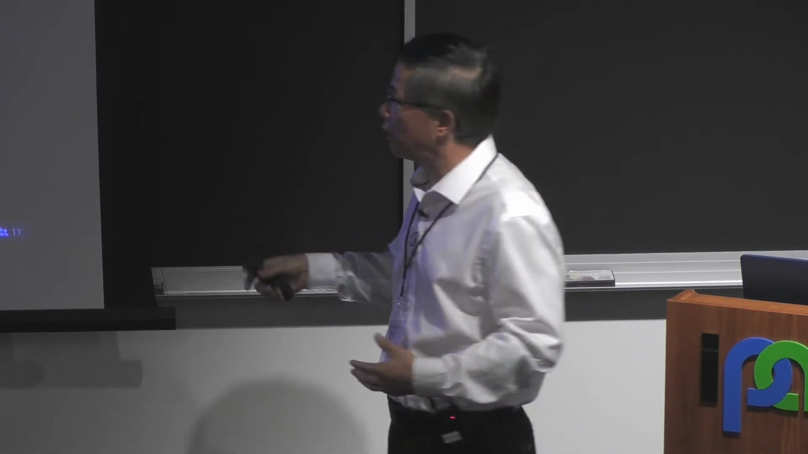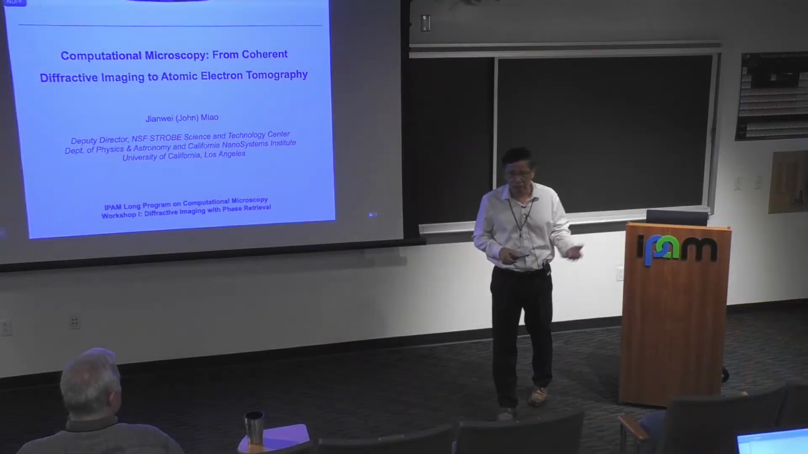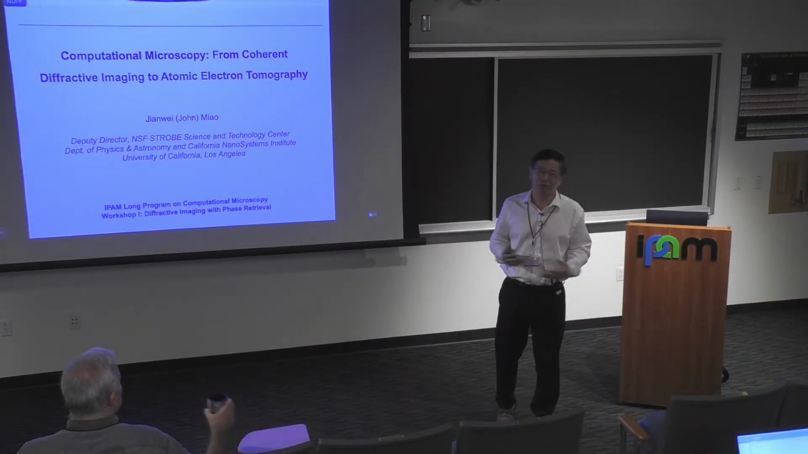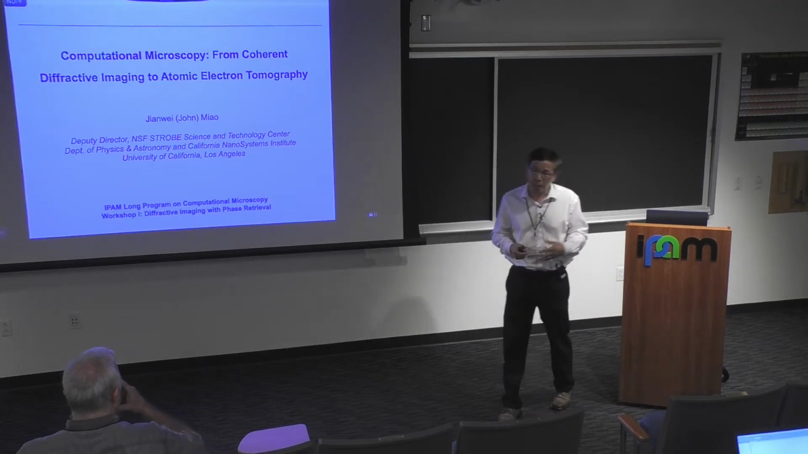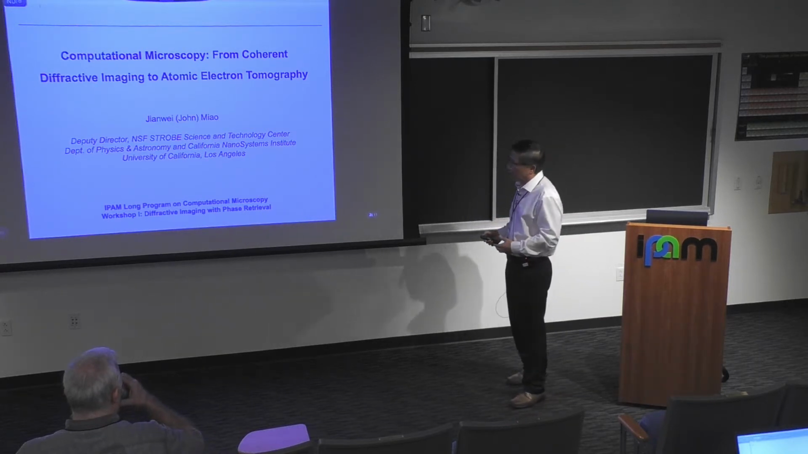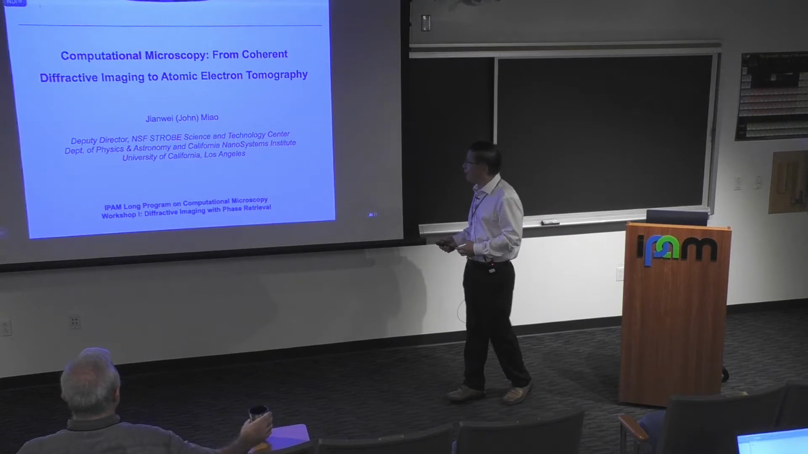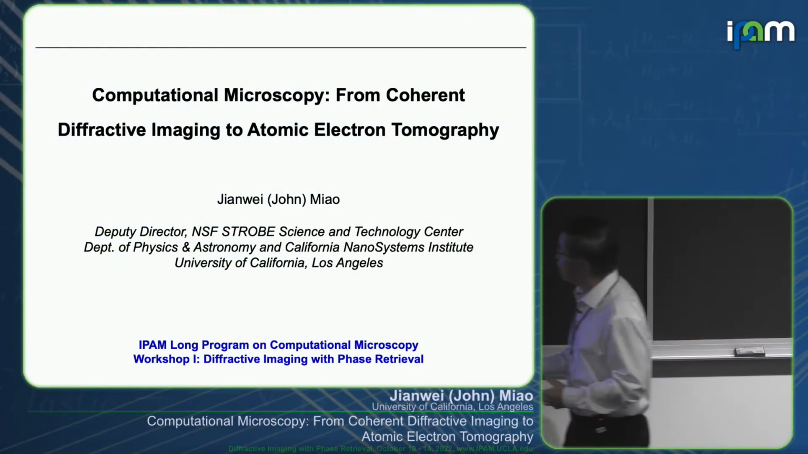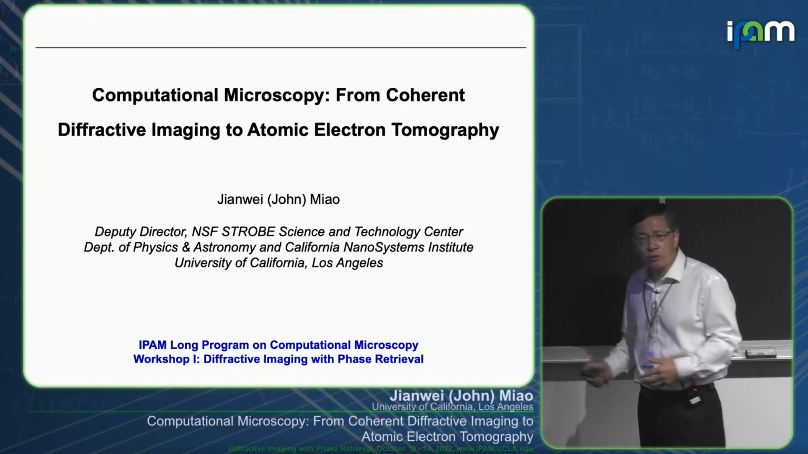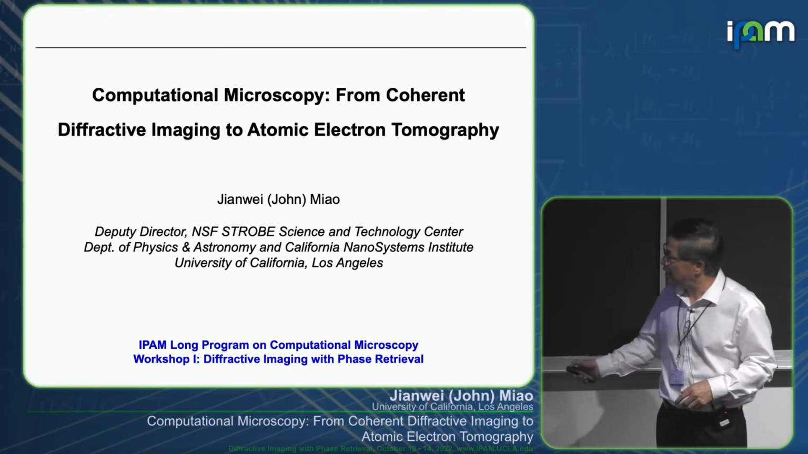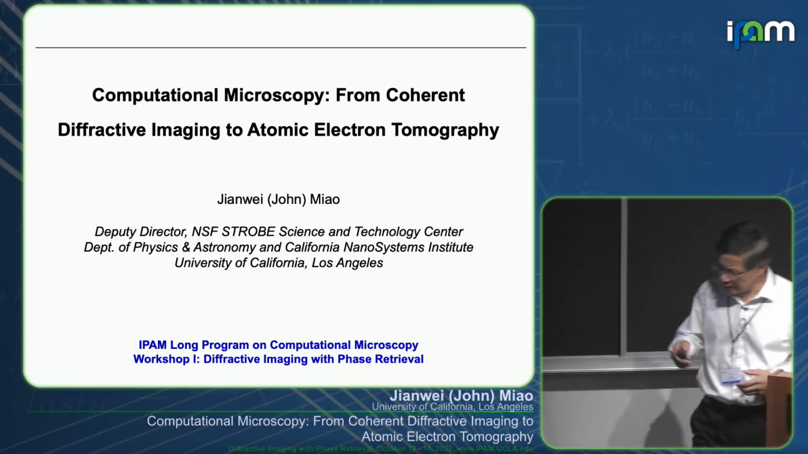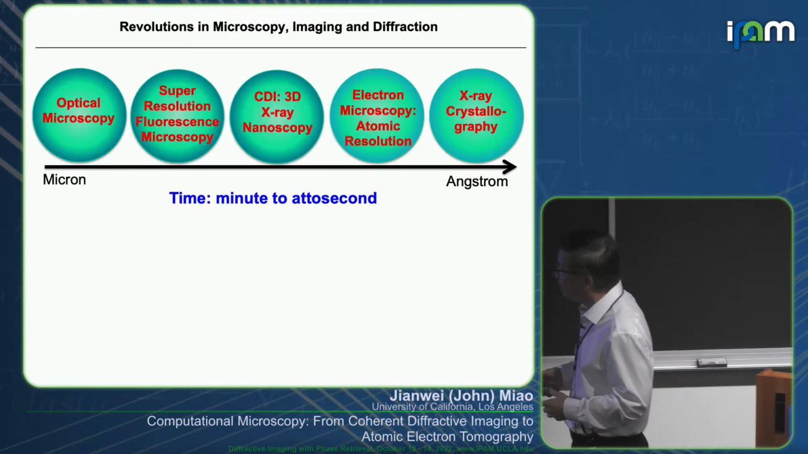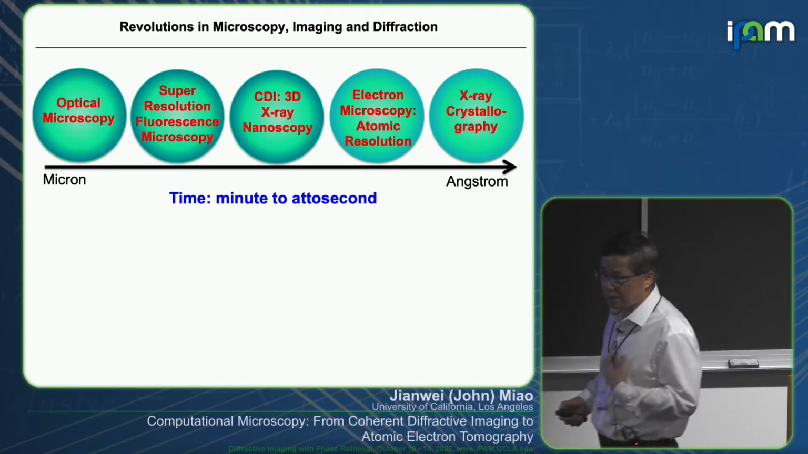Personally, I think computational microscopy is really important. Historically, microscopy and the telescope played an important role in the evolution of modern science and technology. I'm sure computational microscopy will become even more important in the future. So I'm going to talk about computational microscopy, from coherent diffractive imaging to atomic electron tomography. I used some of the methods from CDI to AET to actually solve some important problems. That's my personal opinion.